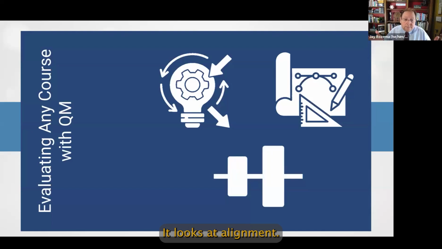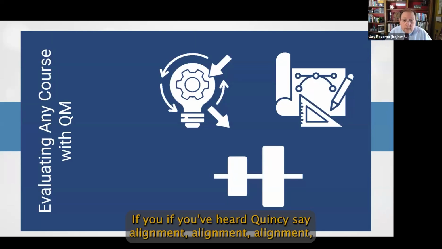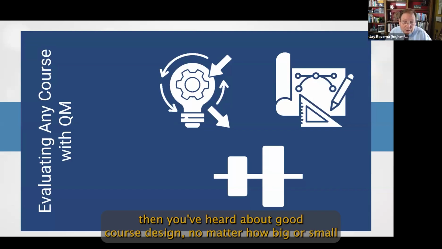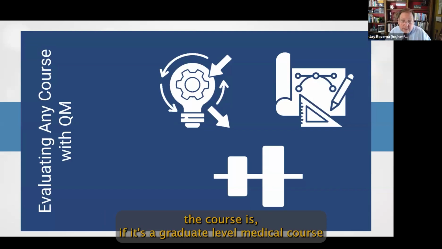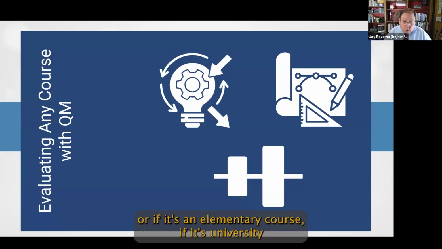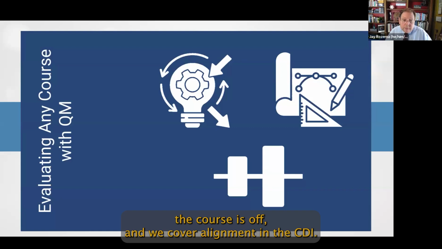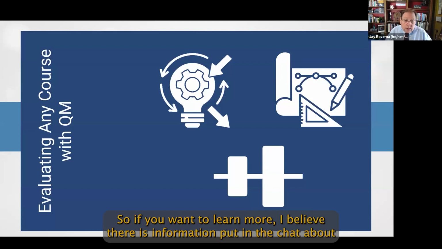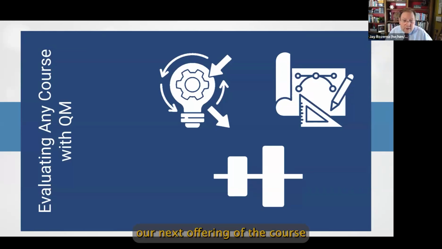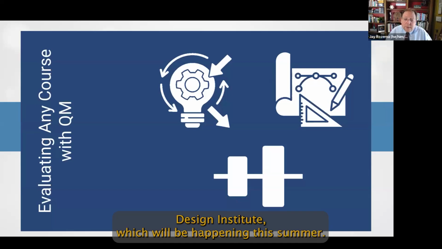It looks at alignment. If you've heard Quincy say alignment, alignment, alignment, then you've heard about good course design. No matter how big or small the course is, if it's a graduate level medical course or an elementary course, if it's university training or corporate training, if the alignment is off, the course is off. We cover alignment in the CDI. If you want to learn more, I believe there was information put in the chat about our next offering of the Course Design Institute, which will be happening this summer.